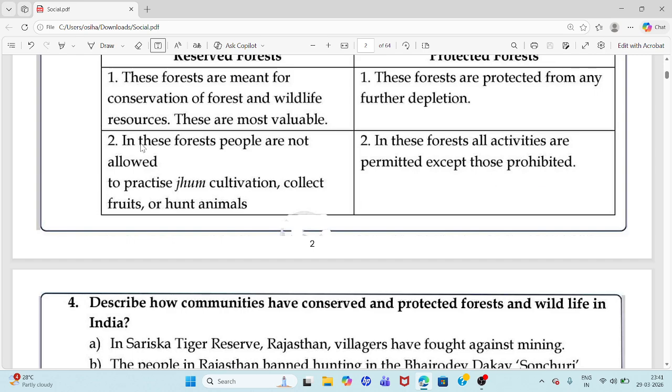Protected forest: in these forests, all activities are permitted except those prohibited. Means you can see here, in these forests, people are not allowed to practice cultivation, collect fruits, or herd, hunt animals. Here, only prohibited people. In these forests, all activities are permitted except those prohibited.